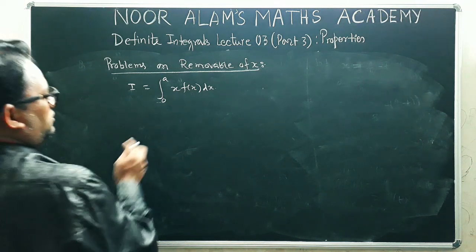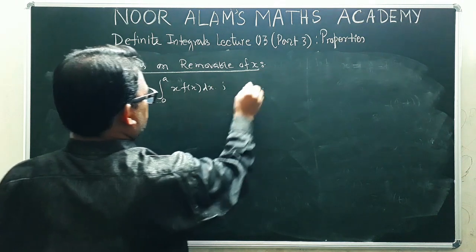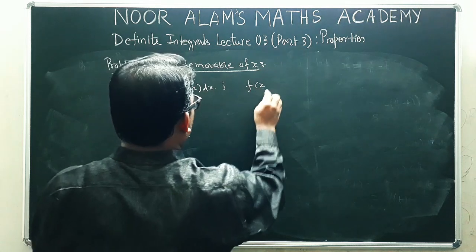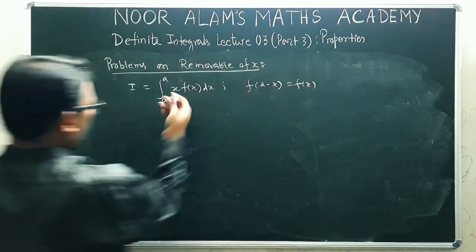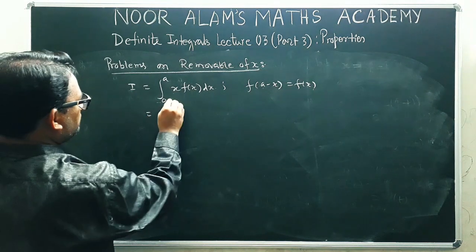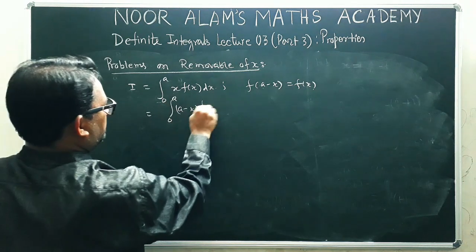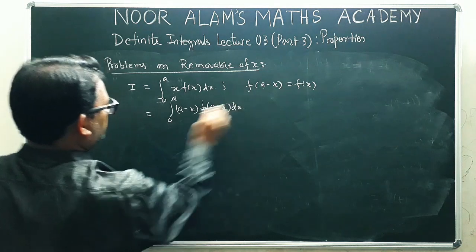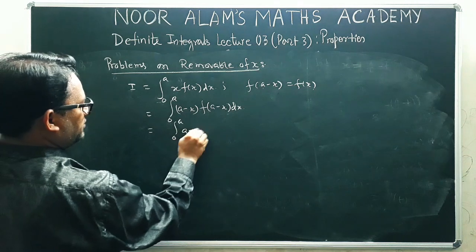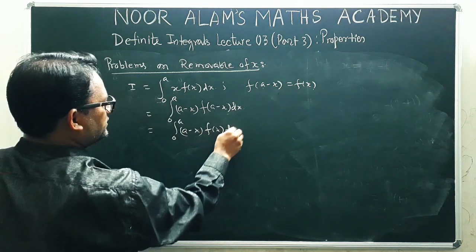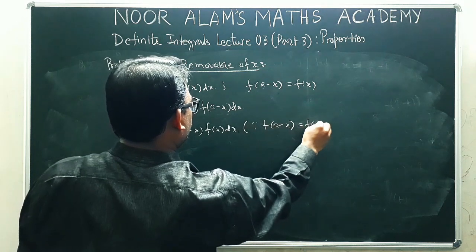Now, from these integrals, when we want to remove this x, the integration is possible when we apply this formula, when we know that f(a minus x) should be equal to f(x). Now how to evaluate this type of problem? We can write 0 to a and replace x by a minus x, f(a minus x) dx. The given condition is that f(a minus x) should be f(x), so you can write a minus x and then f(x), because it is given.